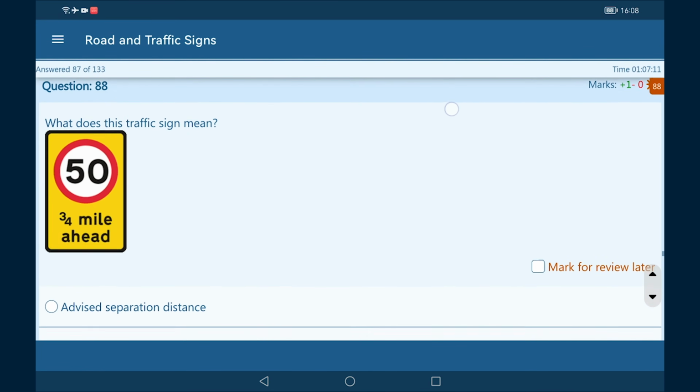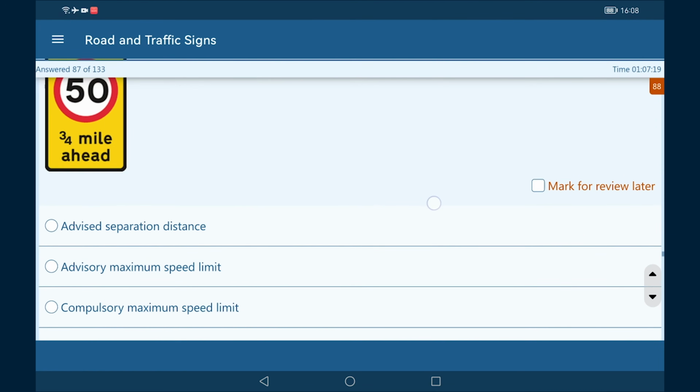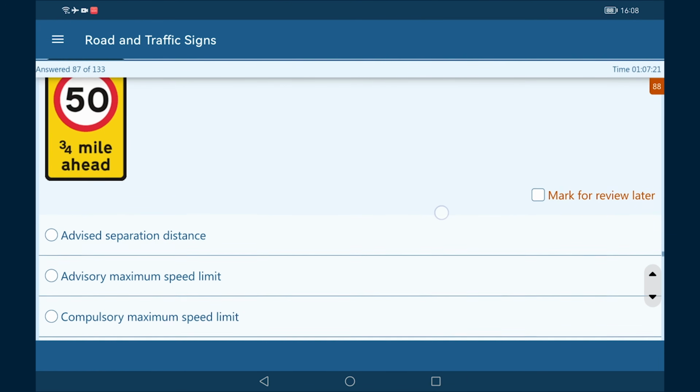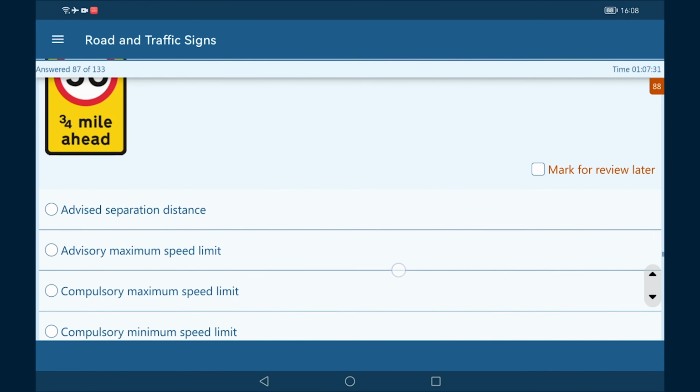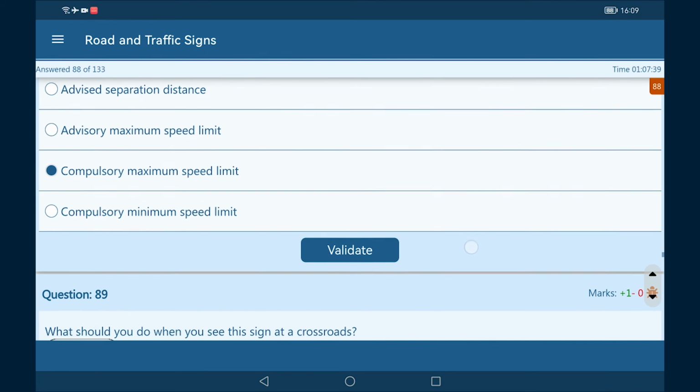Question 88. What does this traffic sign mean? Option 1. Advised separation distance. Option 2. Advisory maximum speed limit. Option 3. Compulsory maximum speed limit. Option 4. Compulsory minimum speed limit. The correct answer is Option 3. That is compulsory maximum speed limit.